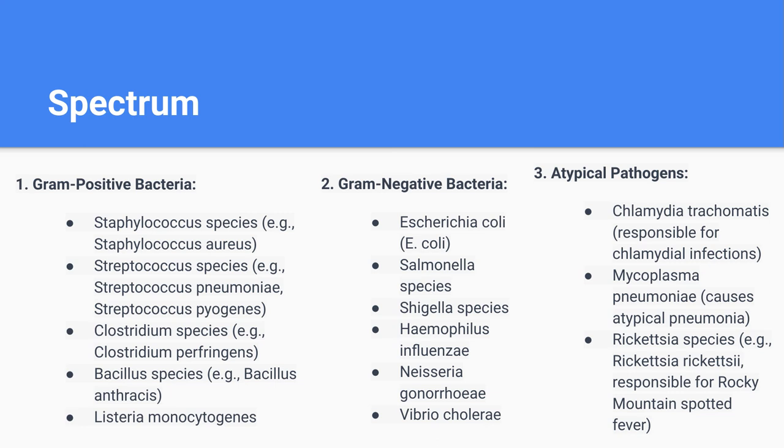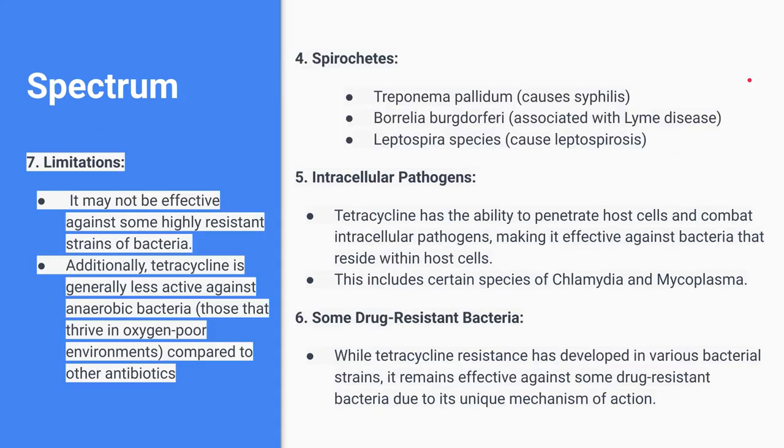So gram positive, gram negative, atypical pathogen. And then we have got spirochetes. So you understand, what are spirochetes? They are basically spiral bacteria, like leptospira, which causes leptospirosis. Then you have got treponema. Treponema pallidum causes syphilis. Syphilis is also an STD.